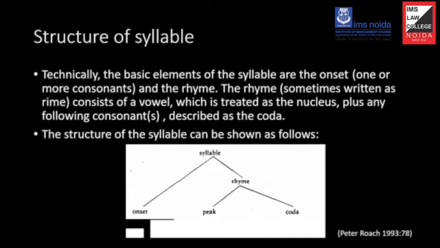Syllable: the first part of it is the onset, and then the rhyme. The rhyme consists of two parts: the peak or nucleus, and the coda. But you may be very sure and clear about it that onset and coda are not necessary. There may be only a nucleus, and even then it is called a syllable.